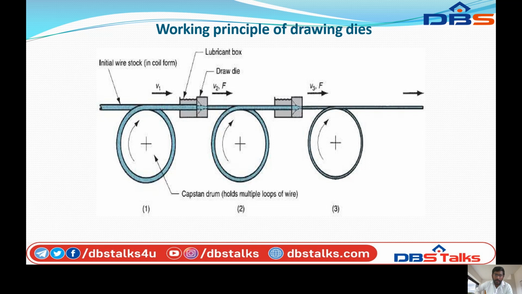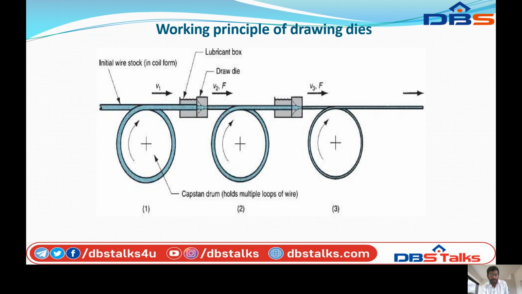It rotates clockwise and the wire passes through another lubrication, and when lubrication is completed, it passes through the draw die. Finally the thickness is reduced, the velocity is V3, and the force F is applied. Finally the wire diameter is reduced. This is the final product of the wire drawing dies.